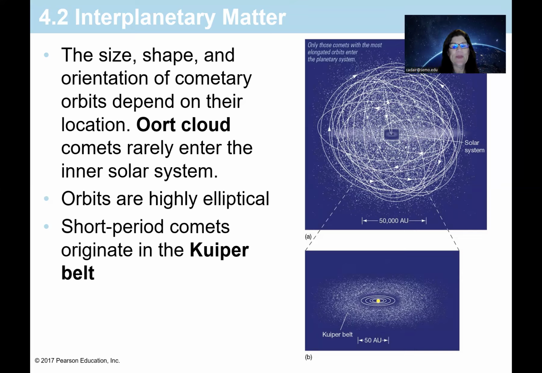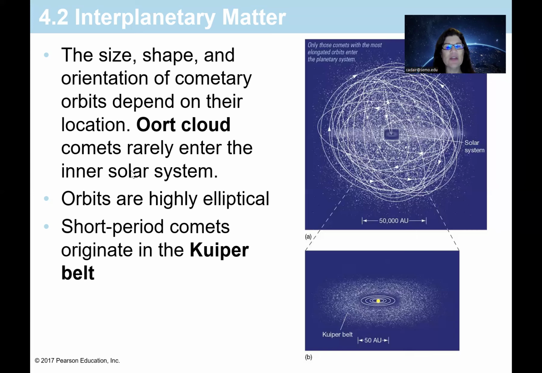So anyway, we're still talking about interplanetary matter. Now we're moving past the Kuiper Belt, and we're talking about comets, which come from the Kuiper Belt or the Oort cloud. The size, shape, and orientation of cometary orbits depend on their location. So a comet will come in and we'll be able to track back where it came from. We're able to do the math on the orbital mechanics of that and figure out where it came from. And it appears there is a place where all these long period comets come from. It's called the Oort cloud.